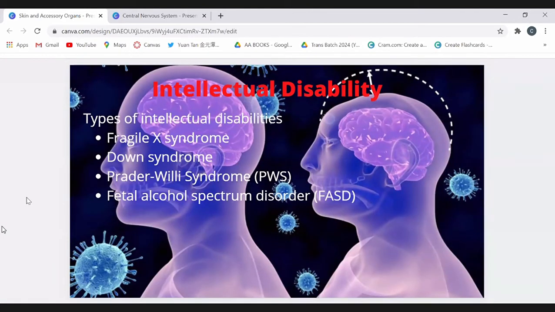We have different types of intellectual disabilities. We have Fragile X syndrome, Down syndrome, Prader-Willi syndrome, and fetal alcohol spectrum disorder.